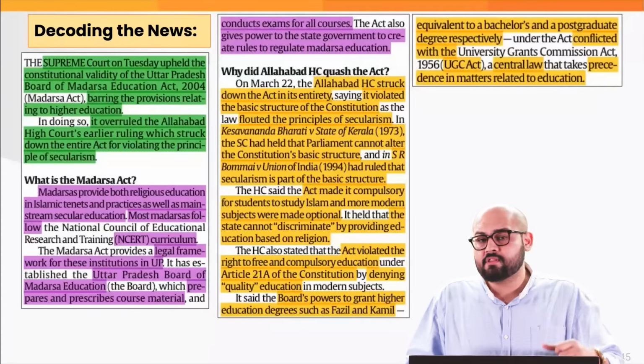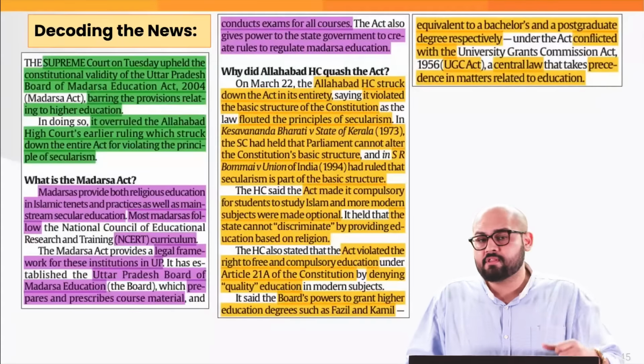Why did the Supreme Court strike down the higher education provision? So it basically said that Section 9 of the Madrasas Act, which allows the Madrasa Board to prescribe coursework, conduct exams, and grant degrees like Kamil and Fazil, is contrary to the University Grants Commission Act. We have Section 22 of the UGC Act, which says that only universities which have been established under a central or state act, or have been deemed to be universities by the UGC, can grant degrees.